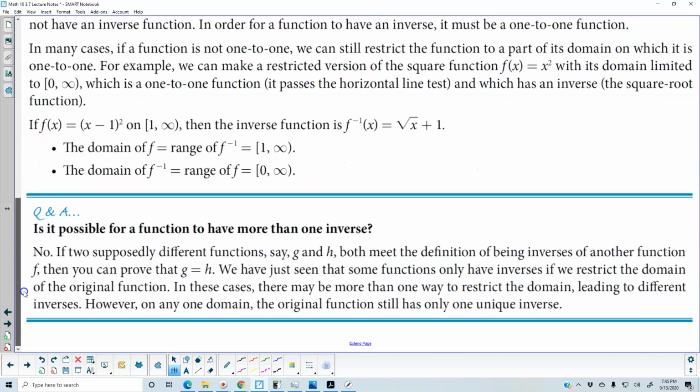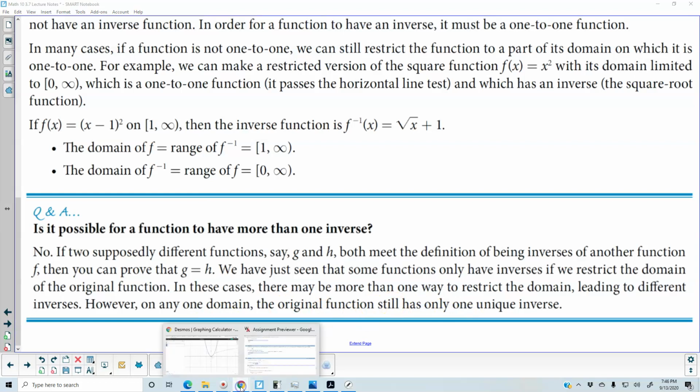Now, is it possible for a function to have more than one inverse? No. If two supposedly different functions, say g and h, both meet the definition of being inverses of another function f, then you can prove that g is equal to h. We have just seen that some functions only have inverses if we restrict the domain of the original function. In these cases, there may be more than one way to restrict the domain, leading to different inverses. However, on any one domain, the original function still has only one unique inverse.